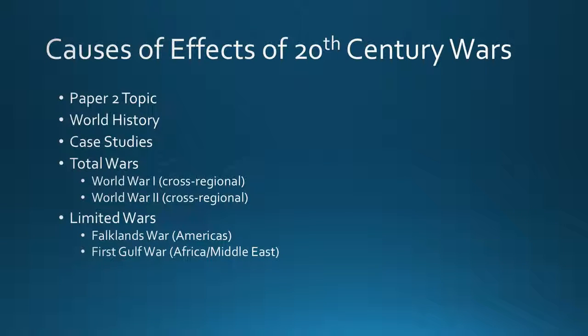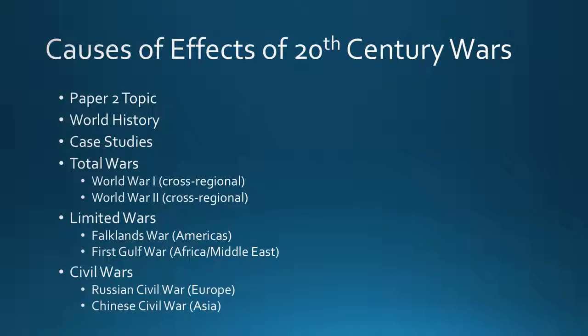The other category we see are limited wars. Over this summer, we're going to be looking at 2 specifically. The first is the Falklands War, which occurs in the 1980s, and it's in the Americas, South America most specifically. We'll see that through. The other limited war we're going to look at is the First Gulf War, which takes place in another region, which is Africa and the Middle East. That's a war that directly involves the United States.